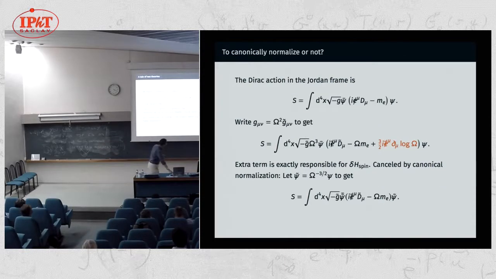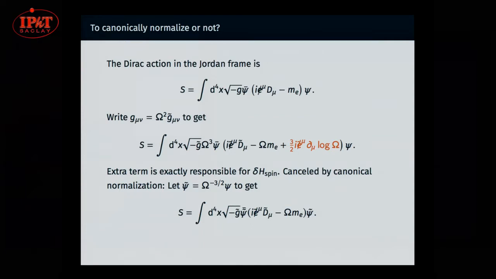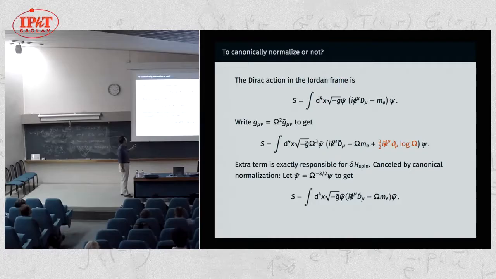So again, the story is quite simple, of course. If you work with the Jordan frame, this is naturally what you want to call the electron. You have the standard Dirac action here. So now I want to move to the Einstein frame. I do the standard stuff. And because there's a spin connection sitting inside here, it's going to spit out exactly this orange term that's responsible for this extra contribution in the Hamiltonian.